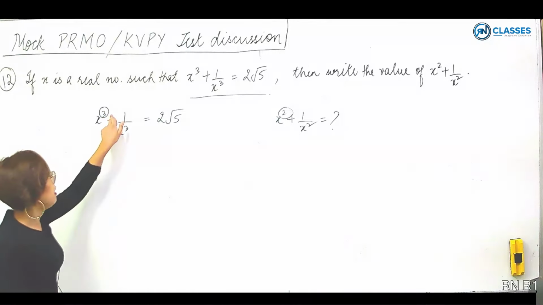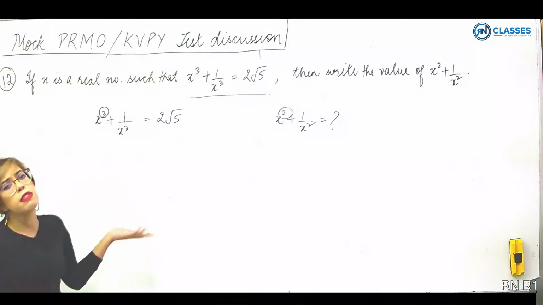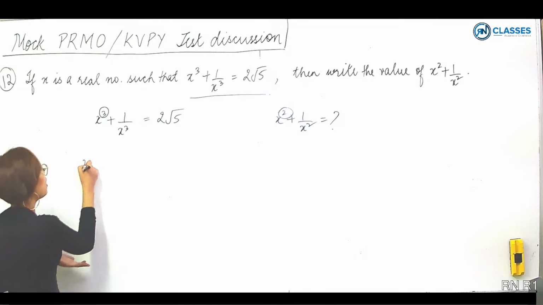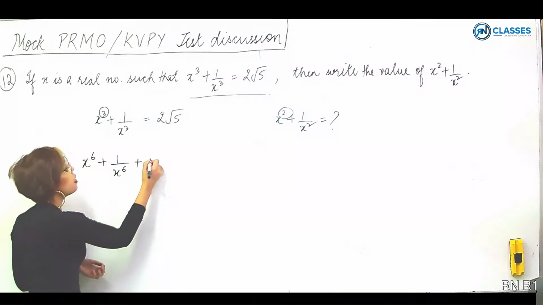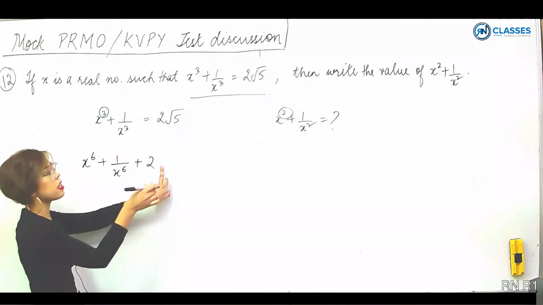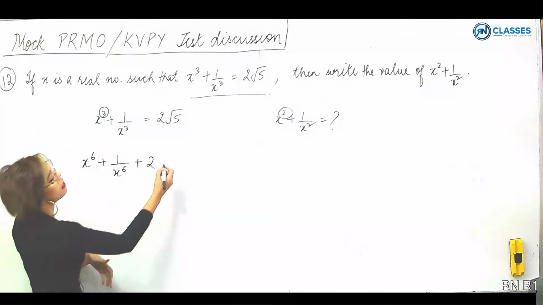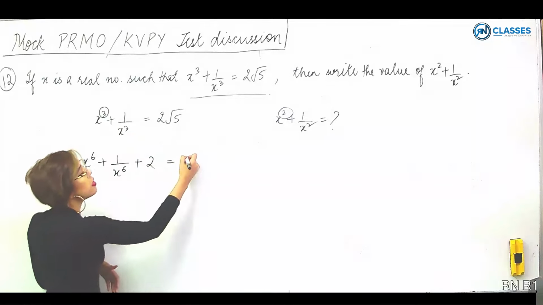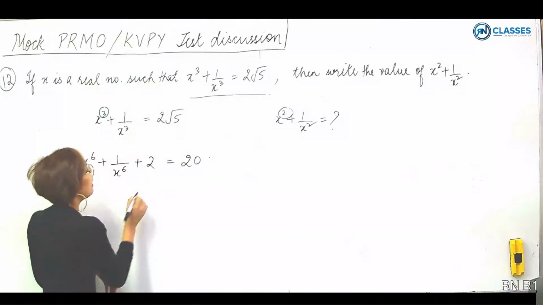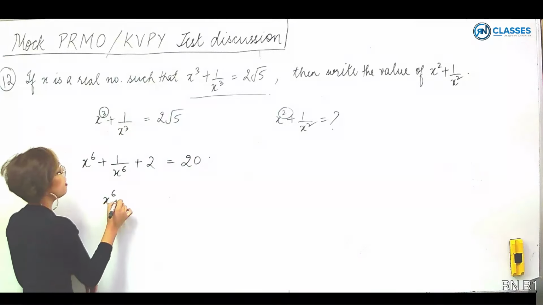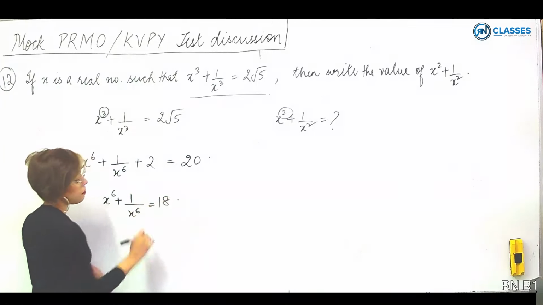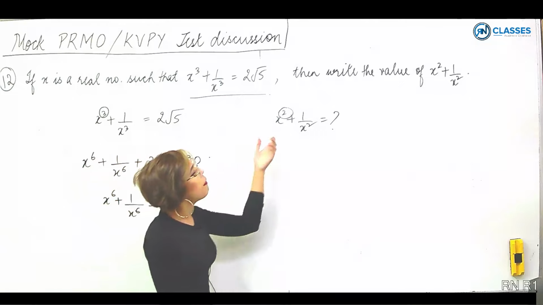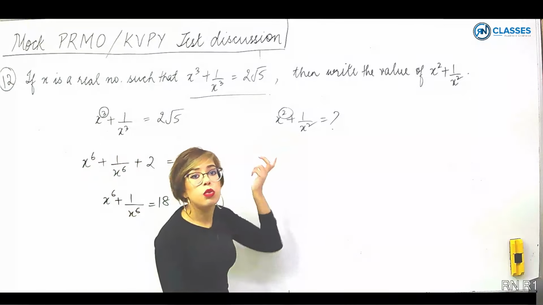Now here the power is 3. Since I want power 6, I will just square this up. So I'll get x raised to power 6 plus 1 by x raised to power 6 plus 2 into x cube into 1 by x cube, which obviously gets cancelled, is equal to 2 root 5 whole square, which is 20. In short, I get the value of x raised to power 6 plus 1 by x raised to power 6 as 18.